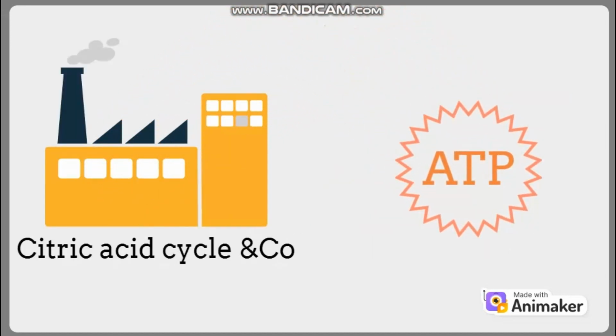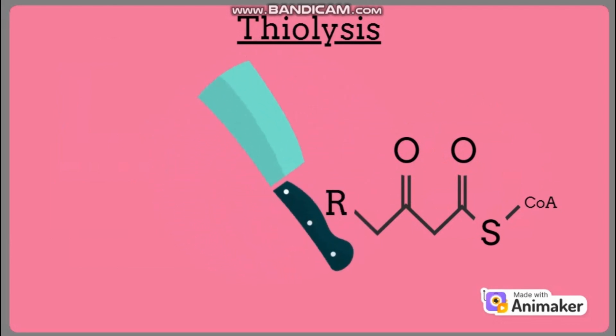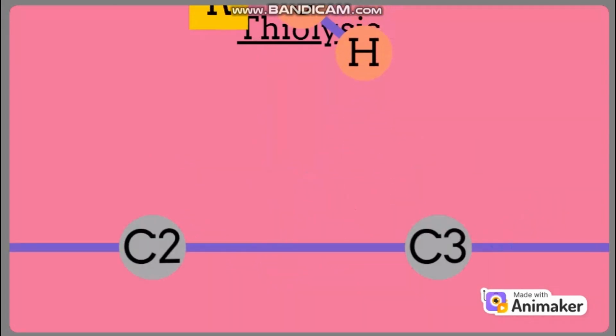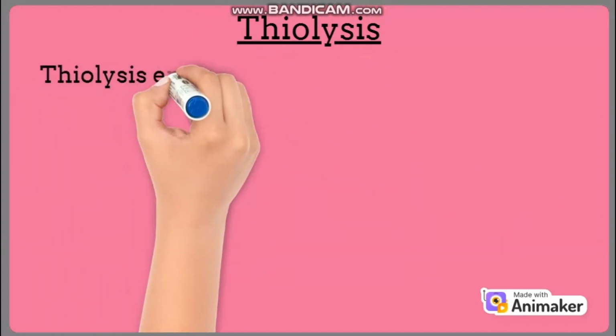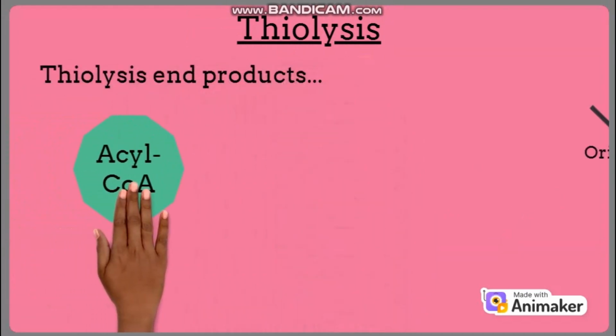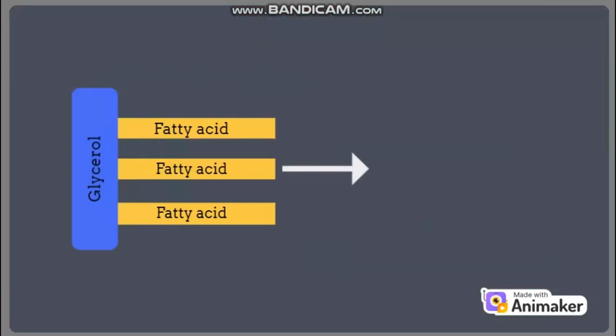The last stage is thiolysis. Beta-ketoacyl CoA is cleaved by a thiol group of another CoA molecule. The cleavage takes place between C2 and C3. Therefore, the end products are an acetyl CoA molecule with the original first carbons, C1 and C2, and an acyl CoA chain 2 carbons shorter than the original acyl CoA chain that entered the beta-oxidation cycle.